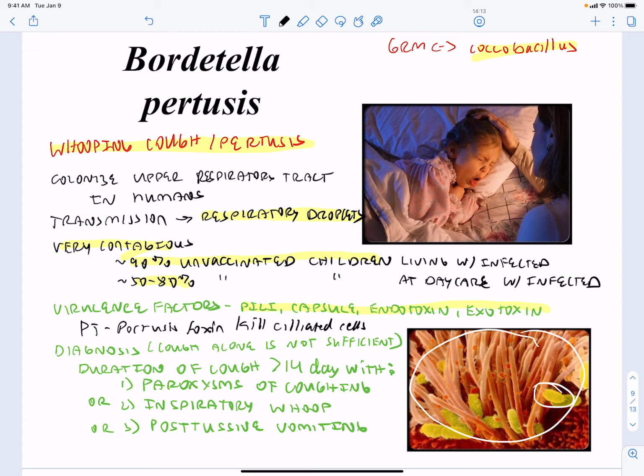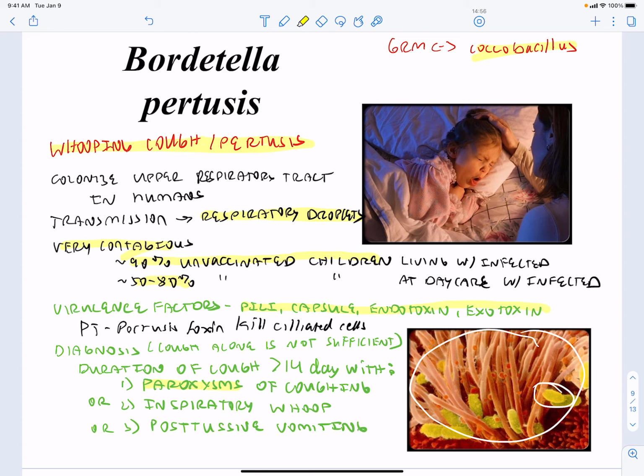And so you have paroxysms of coughing, and the paroxysms of coughing just simply means the cough is in rapid succession. So that's a paroxysm right here. So you have rapid coughing. So you have to have coughing greater than 14 days with this rapid coughing paroxysms, or you can have coughing greater than 14 days with inspiratory whooping, and that means when you take in a breath, you make a high-pitched sound. It sounds like a whoop, and so that's on the intake of air, not on the exhalation of air.